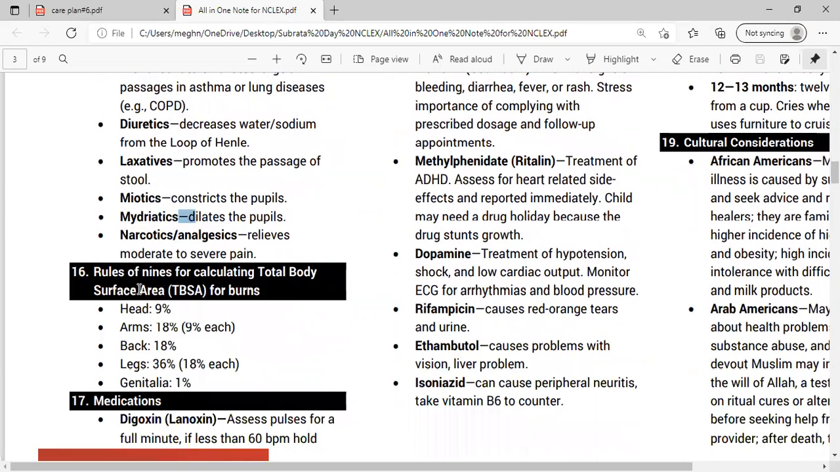Now we are talking about the rule of 9 for calculating total body surface area in a burn patient. According to the rule of 9, the head area is 9% and the arms, left and right, are each 9%, total 18%, and the back side 18%, legs, left and right 18 and 18, total 36%, and genitalia is 1%.